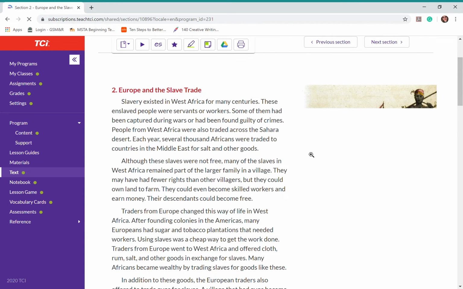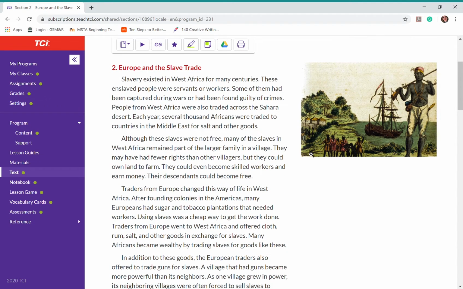So this talks about Europe and the slave trade. An important thing to understand is that slavery had existed in West Africa before the Europeans started trading with them. The slavery we know of is that slaves have no rights. So what you probably learned is that slaves in North America had no rights. They were not paid for anything. They were just forced into work.